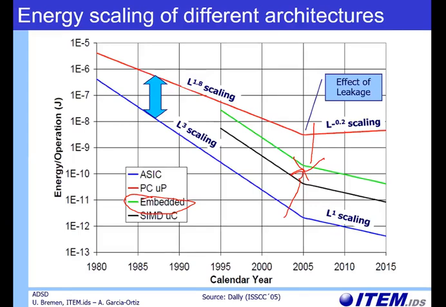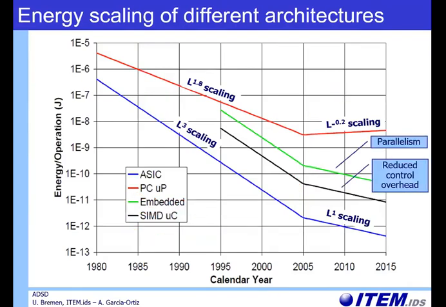If you want to go even further, if you want to decrease the energy per operation even more than with an embedded processor, one of the most suitable approaches is to use a single instruction multiple data architecture, as we are going to discuss in the lecture. Why do we gain with these architectures? The key point is parallelism. We have processors which are not as powerful as an old single core processor, but we can put a lot of them. Why do we gain with single instruction multiple data? Because we reduce the energy overhead that we have with the control.